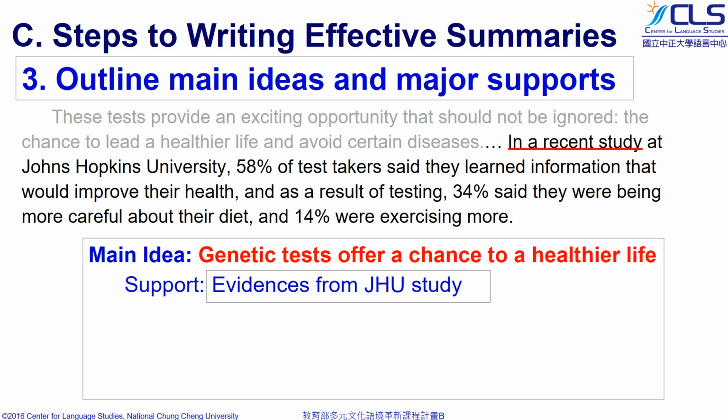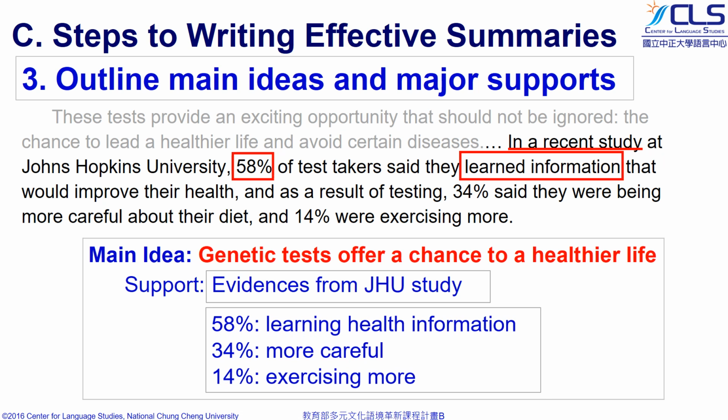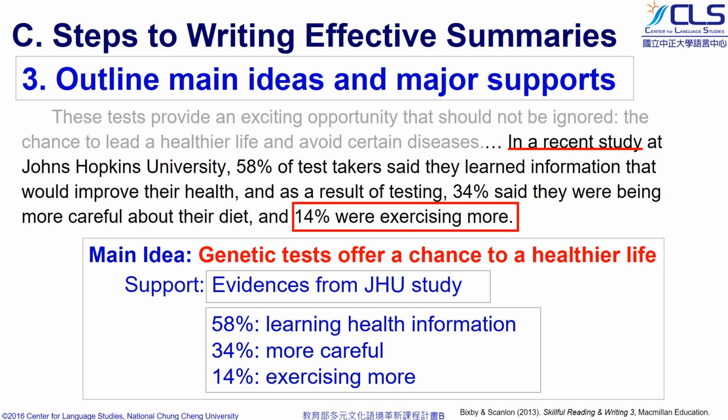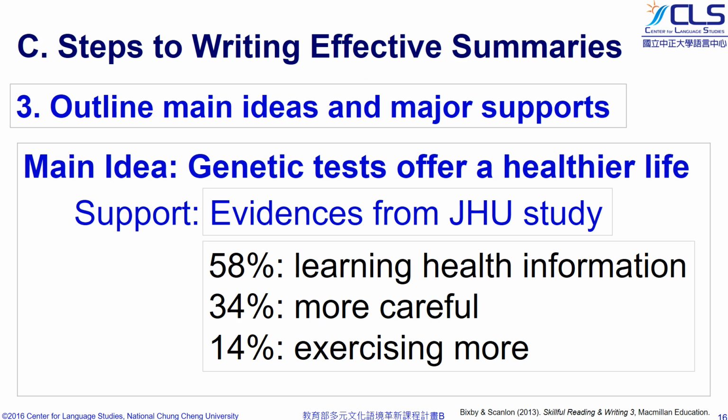Thus in the summary, we can include major supports, along with the statistical evidence: 58% for learning health information, 34% for more careful, and 14% for exercising more. Now this is the outline we have for the paragraph, which contains only the main idea and major supports.